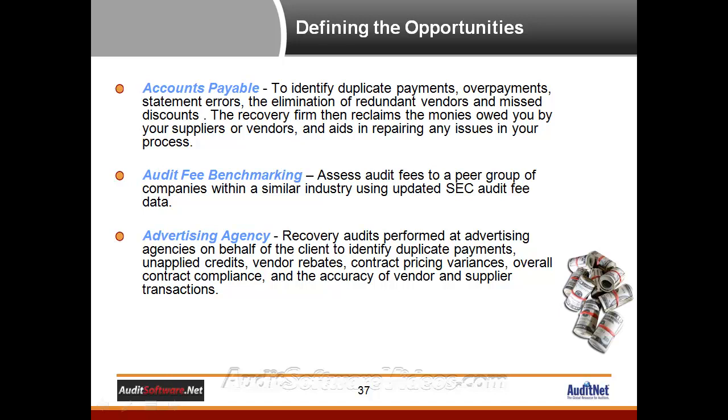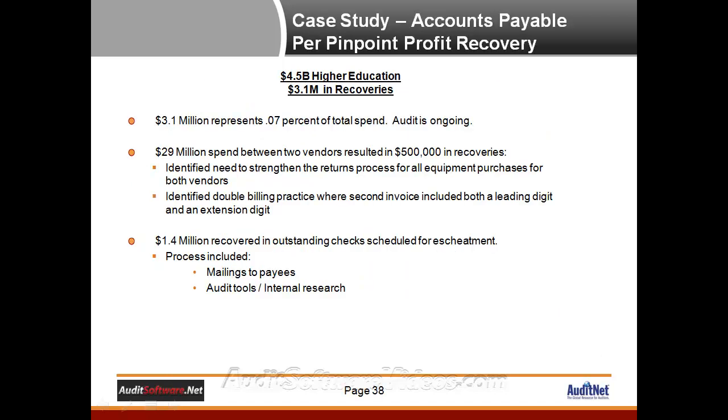So what I find is with the recovery audits, an advertising agency audit is going in, instead of just doing a benchmarking now like audit fees, you're actually going in and doing an audit of that agency, looking for every type of trend or recovery that you can find across the internal error, external error, benchmarking, all of those categories that we talked about.